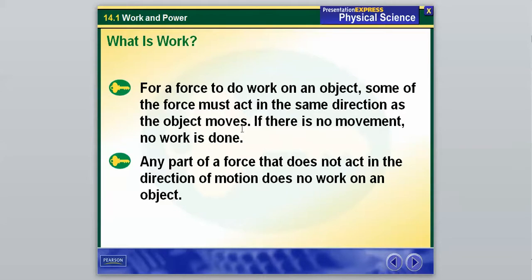And then again, just to restate some of the bigger key points here, for a force to do work on an object, some of the force must act in the same direction as the object moves. So if there is no movement, no work is done. Since he is holding that barbell stationary above his head, there is no work being done. And any part of a force that does not act in the direction of motion does no work on an object. It might have taken some work to get the barbell up to that point above his head. He was doing work in the process of lifting it up, but as he's holding it, no work is being done because the object is motionless.